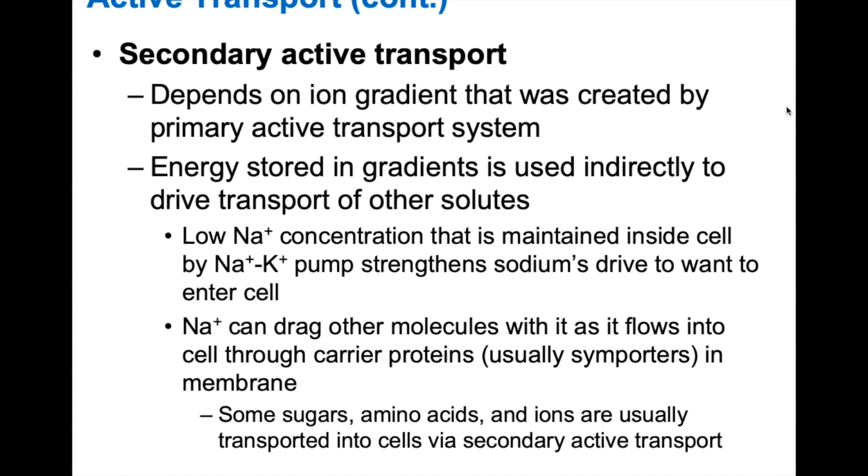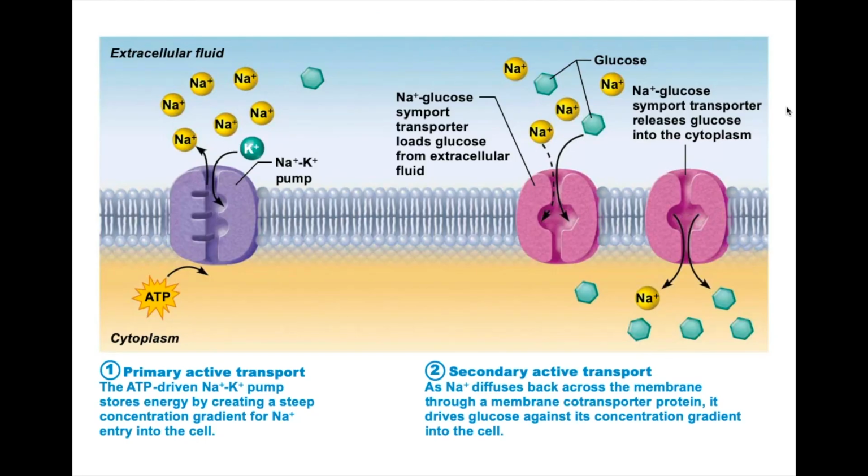So if you have low sodium concentration that's maintained inside the cell by our sodium potassium pump, it's going to strengthen the sodium's drive to want to enter the cell. And our sodium can drag other molecules along with it. As it's being transported, it can drag other things along with it. And this is called a symporter because it's symportation. You're putting two things that are going the same direction. So in this case, you have sodium as well as another molecule. Sometimes this could be sugars, it could be amino acids, it could be other ions that are just floating around. All of them are going to be moving via secondary active transport. It's kind of like piggybacking.